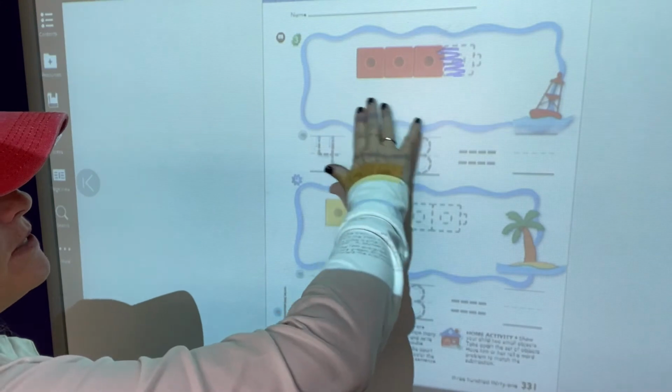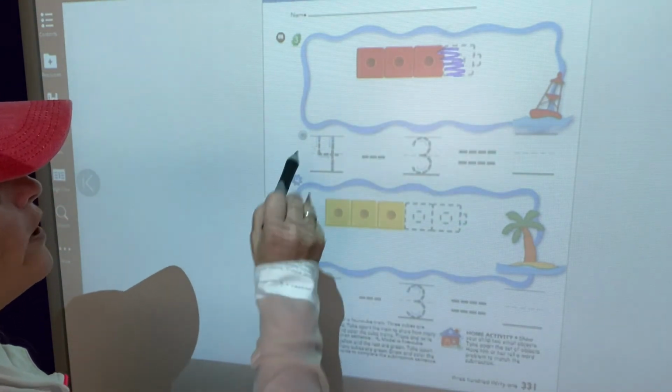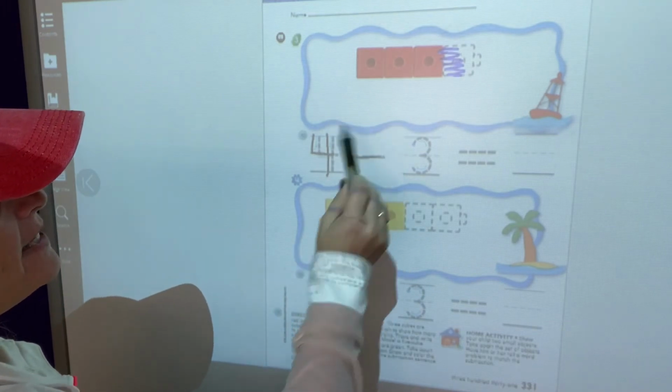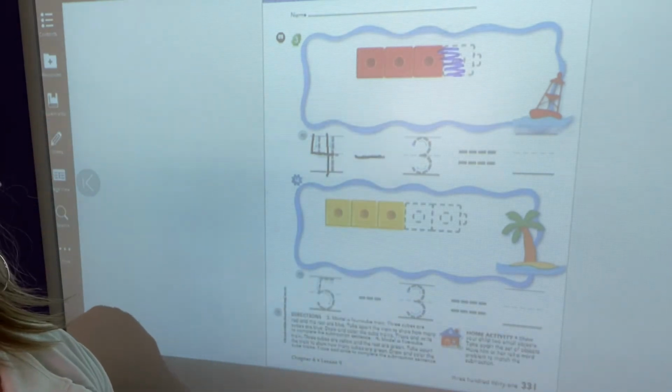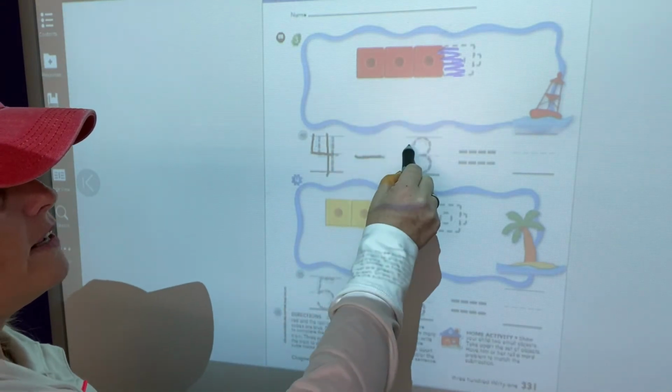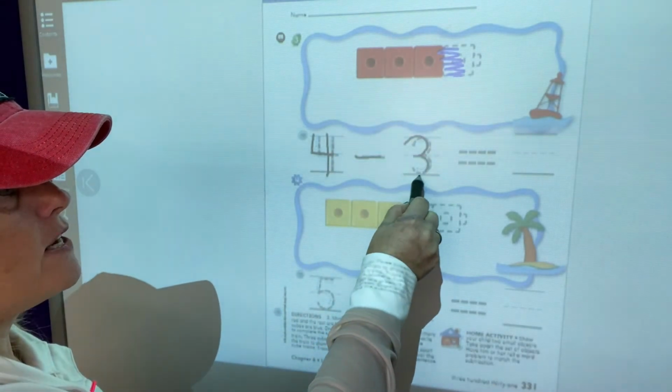How many cubes did we start with? We start with 4. So trace the number 4. And we're going to minus or take away all of the reds. How many reds are there? 1, 2, 3. Go ahead and trace that 3.